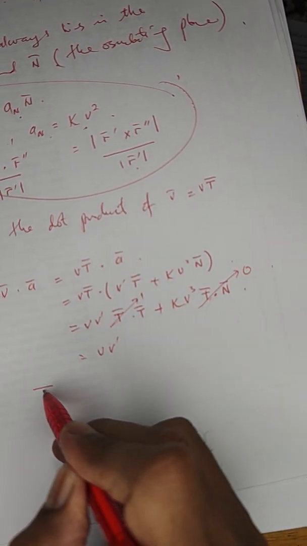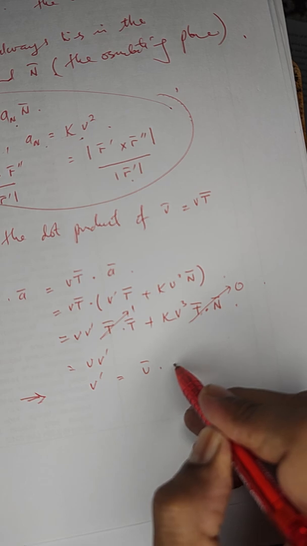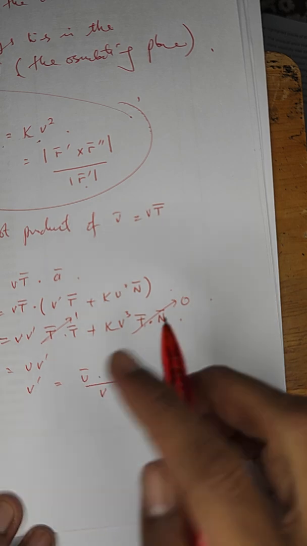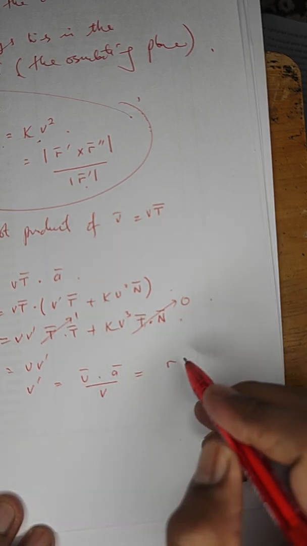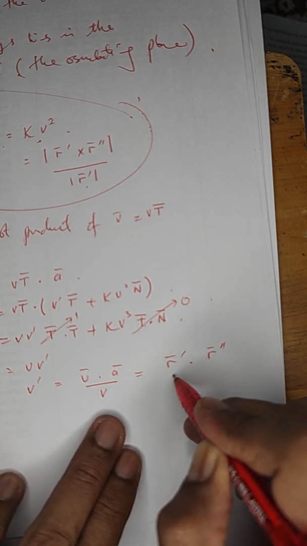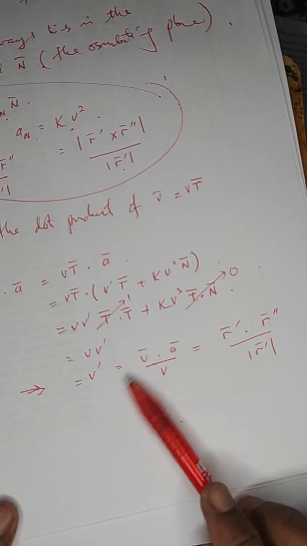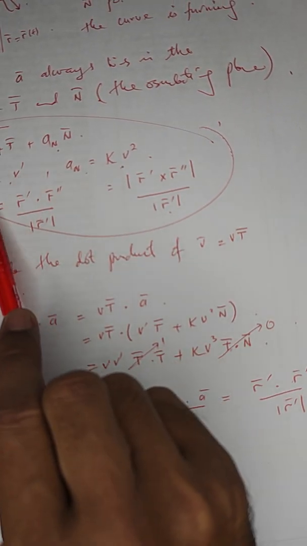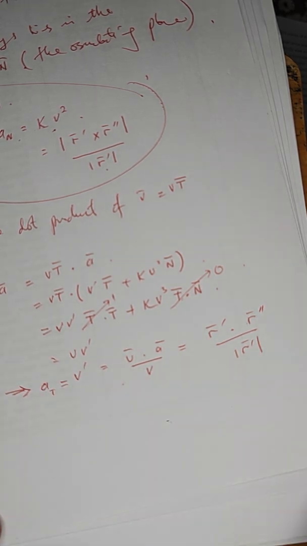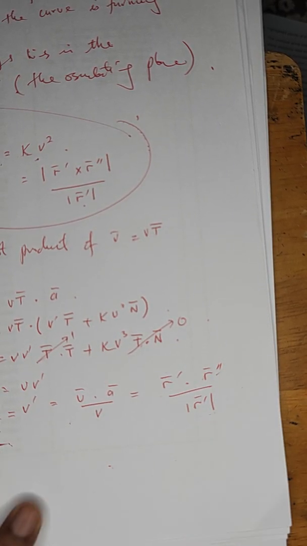Okay, so from here, V prime is actually V dot A over V, and V is R prime, A is R double prime, and V is the magnitude of R prime. So V prime is AT, so this is equal to AT. So therefore we have proved that AT can be written as that.